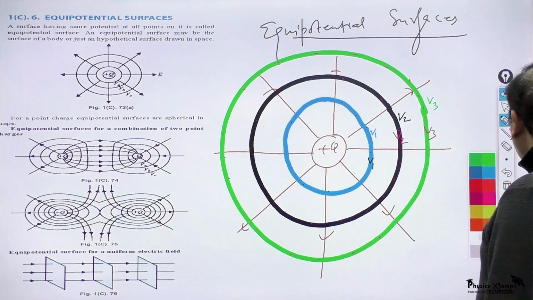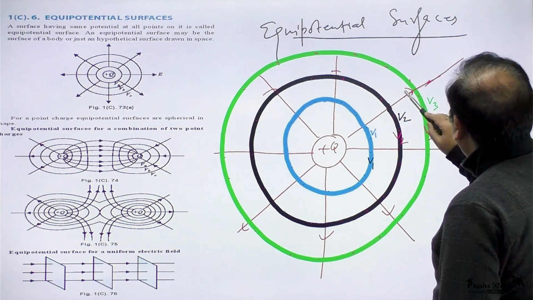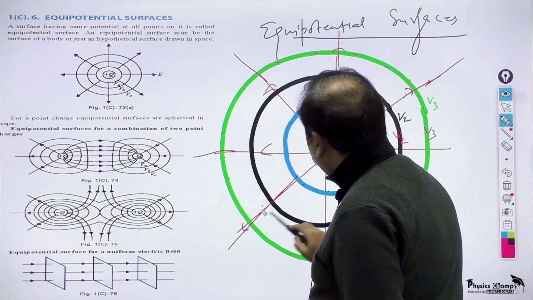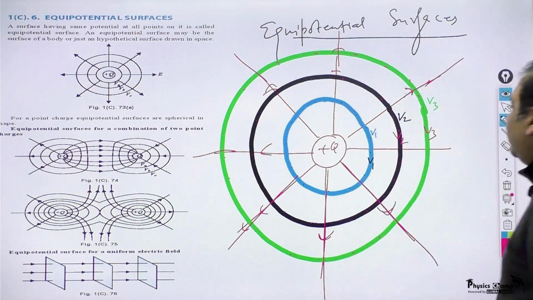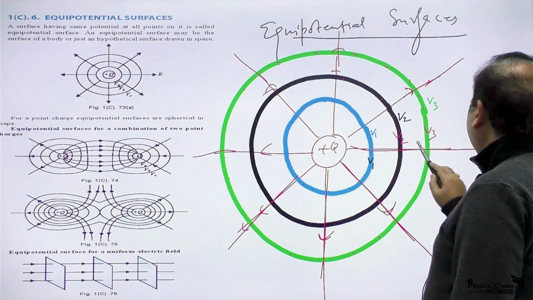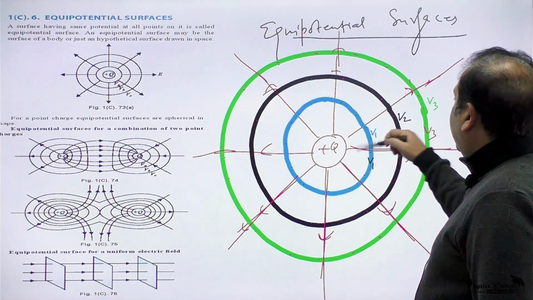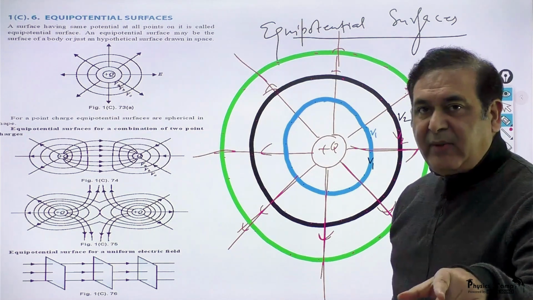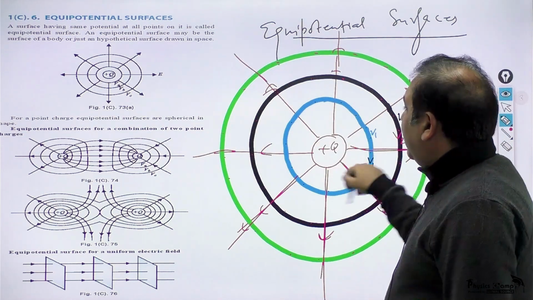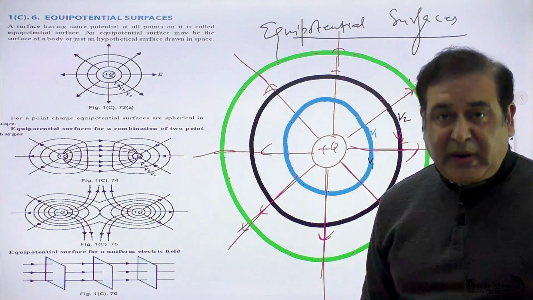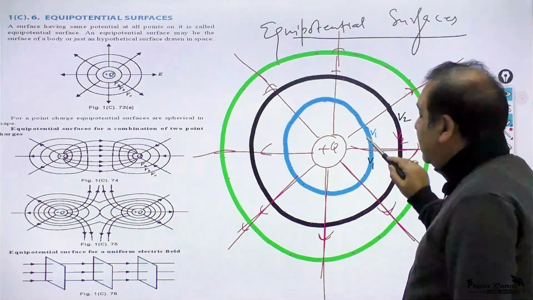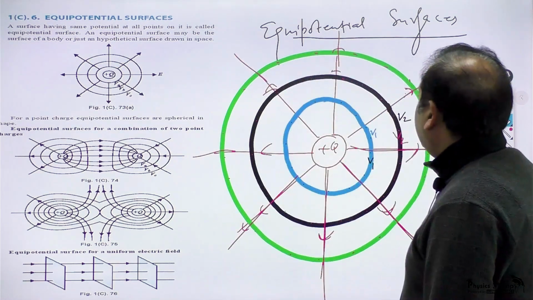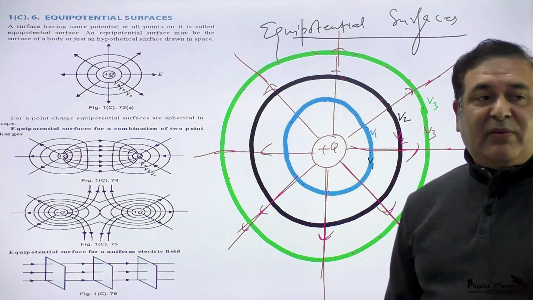Now, one thing I can naturally understand from here is that equipotential surfaces are normal to electric lines of force. Two things I haven't taken care of here. One is that potential is the same on one equipotential surface, but between two consecutive equipotential surfaces, obviously there is a potential difference. Second, electric lines of force are normal to equipotential surfaces.